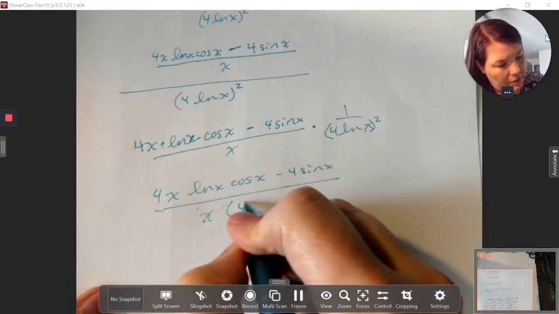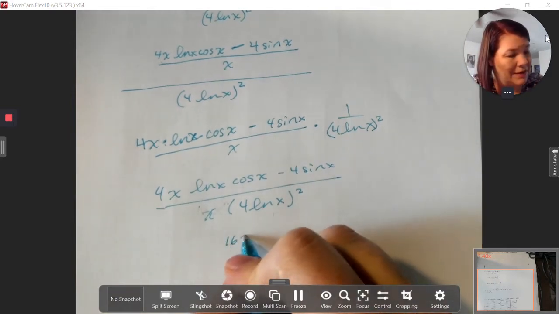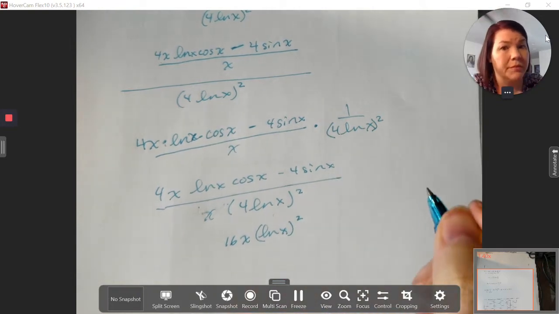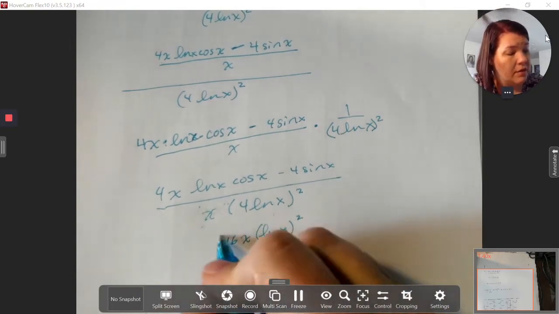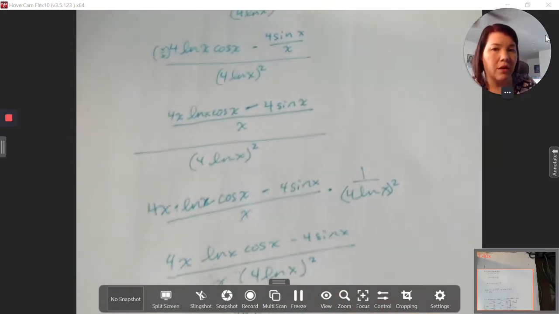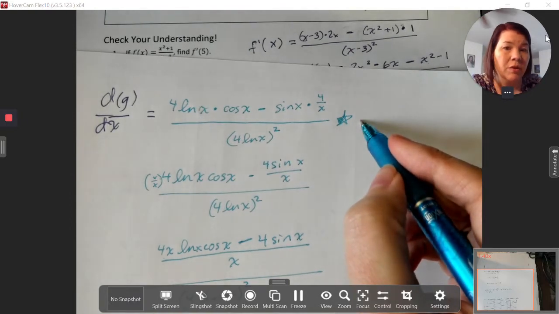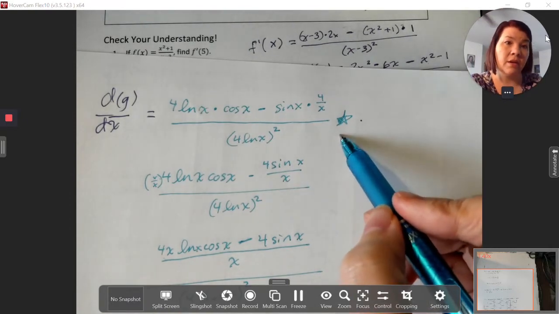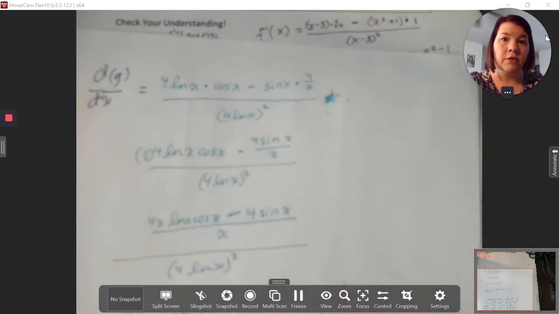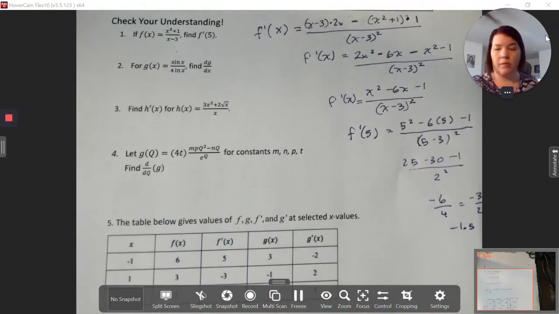X, 4 ln x squared. They might take the denominator and turn it into 16x ln x squared. They probably won't. But anyway, the denominator is what's correct, I just didn't rewrite the fraction. So that's all the way. But remember, I was finished right there finding dg dx. So it's just a matter of whether it's an open-ended question or I'm looking for a specific answer, how much work you have to do. Just keep that in mind. This was not necessary to simplify all the way. I just did. Okay.